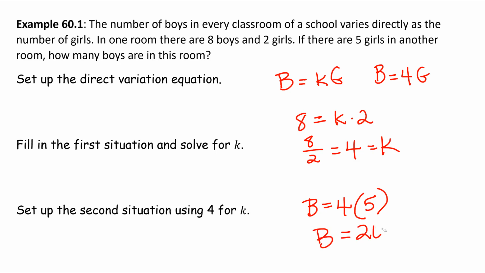So 20 boys. So in these kinds of problems, the first thing you do is find out what that constant is, that constant of proportionality. You use the information they give you to find K. Once you find K, they're going to give you some more information, and you will be able to solve for one of the variables, one of the unknowns, using K.